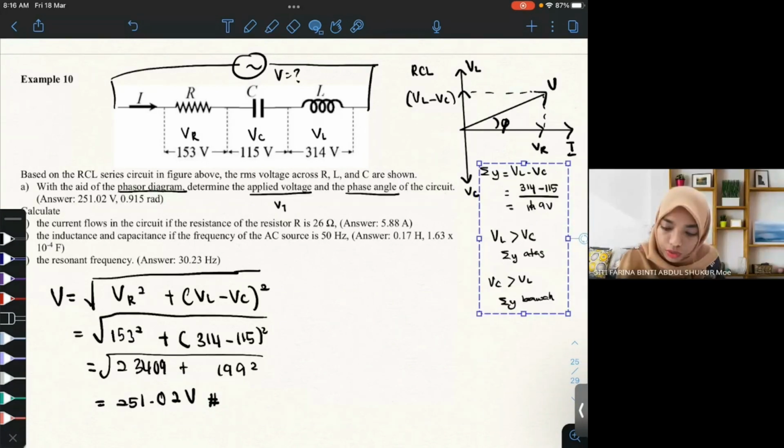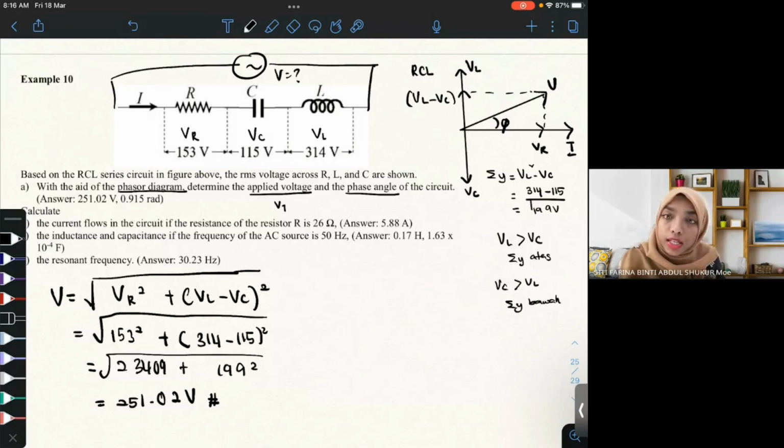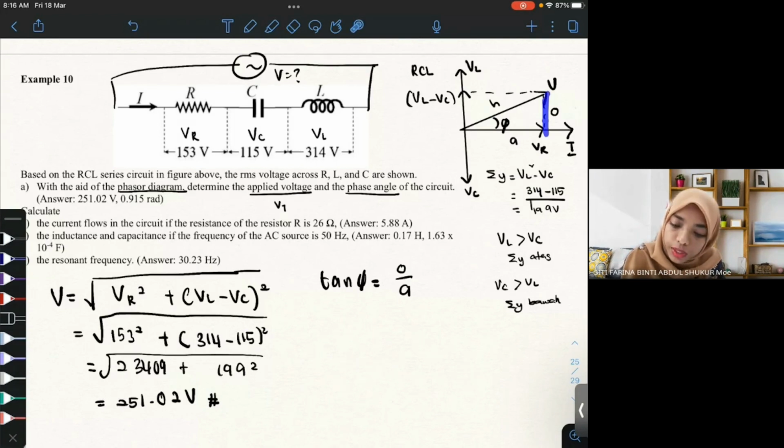Next, what we are going to do is proceed with the phase angle pula. Okay, phase angle based on your diagram, it is located here. Kita tahu opposite, adjacent, hypotenuse. Soalnya kita nak cari angle, kita akan guna tangent theta. So sekarang phase angle kita adalah phi, tangent phi akan jadi opposite over adjacent. Opposite kita adalah siapa? This is our opposite. This part, which is VL minus VC. So kita pun akan tulis VL minus VC.